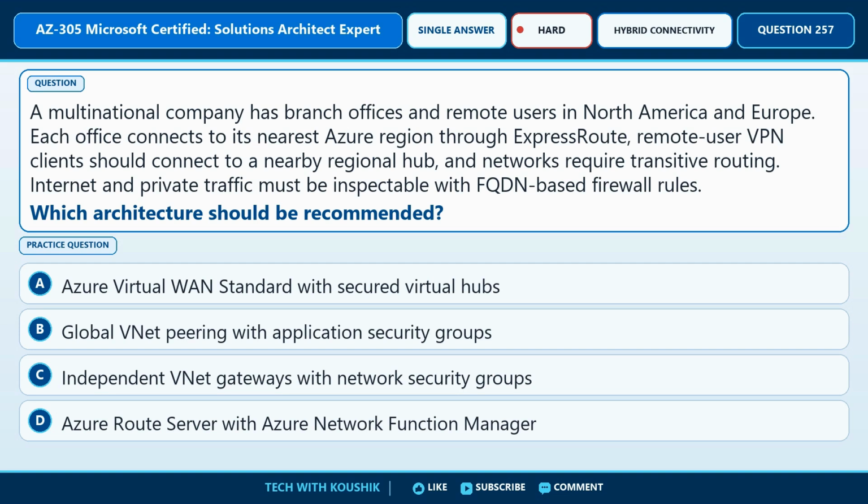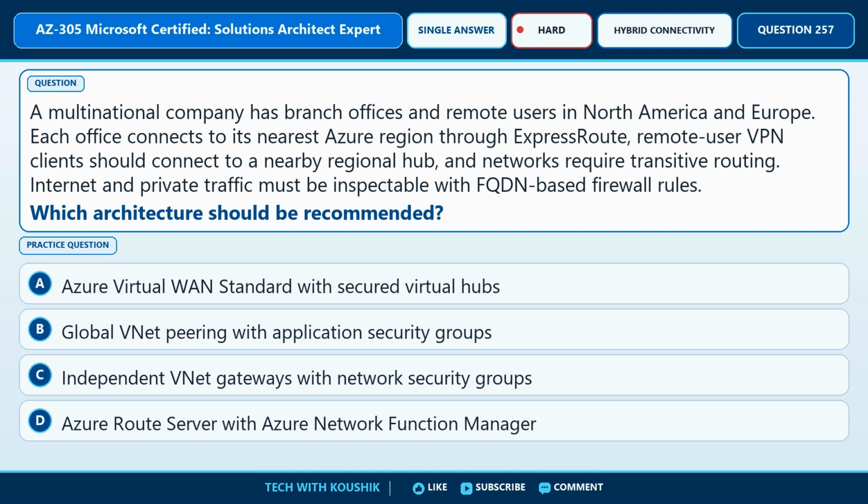A multinational company has branch offices and remote users in North America and Europe. Each office connects to its nearest Azure region through ExpressRoute. Remote user VPN clients should connect to a nearby regional hub, and networks require transitive routing. Internet and private traffic must be inspectable with FQDN-based firewall rules. Which architecture should be recommended? Eliminate any option that fails a requirement.